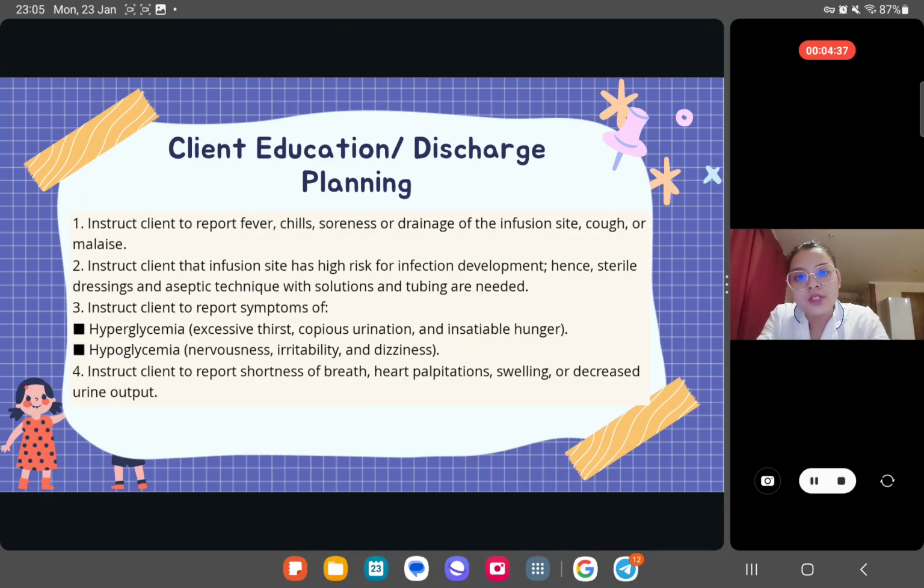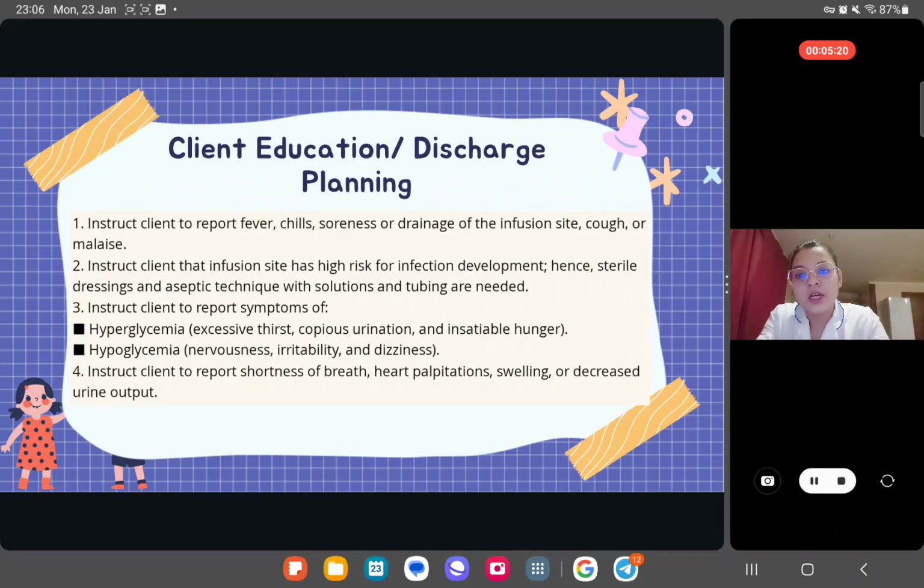In client education or discharge planning, we have to instruct client to report fever, chills, soreness, or drainage of the infusion site, cough, or malaise. Instruct client that infusion site has high risk for infection development, hence sterile dressings and aseptic technique with solutions and tubing are needed. Also, we have to instruct client to report symptoms of hyperglycemia, high blood sugar, which are excessive thirst, copious urination, and insatiable hunger. For hypoglycemia are nervousness, irritability, and dizziness.